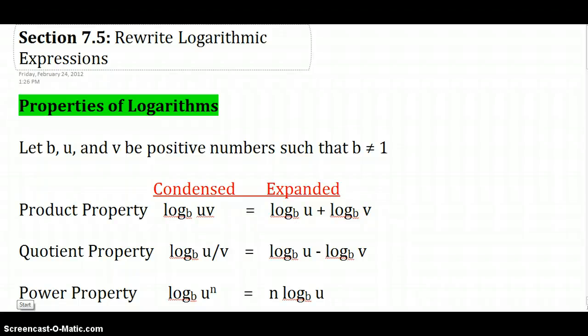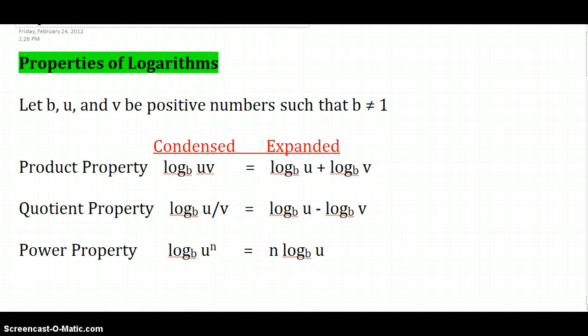Section 7.5 is about rewriting logarithmic expressions. And we're going to go over some properties of logarithms, and you're going to learn 3 new ways how to rewrite logarithms. So in these 3 properties I'm going to give you, b, u, and v are just positive numbers, and b is not one.